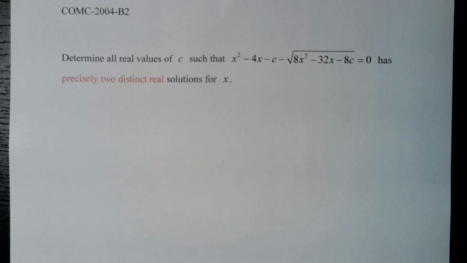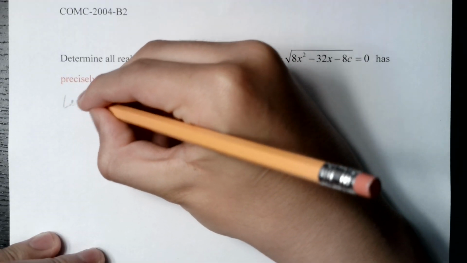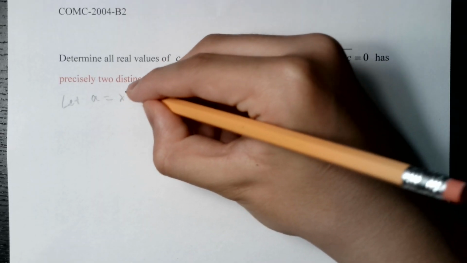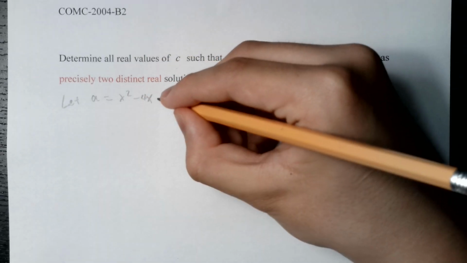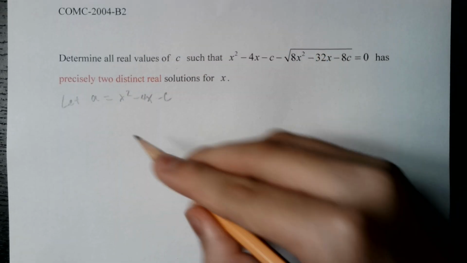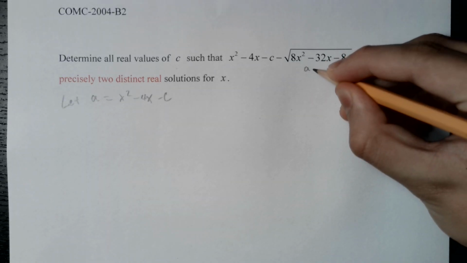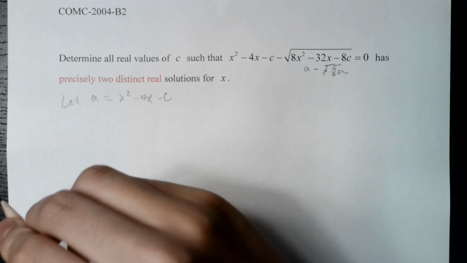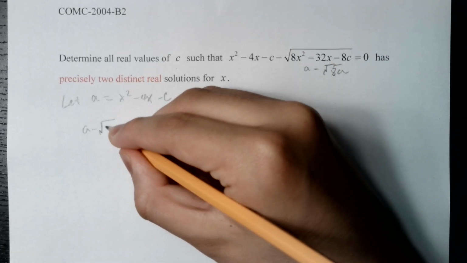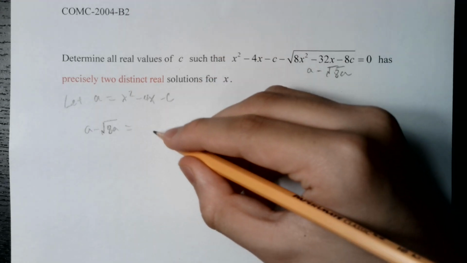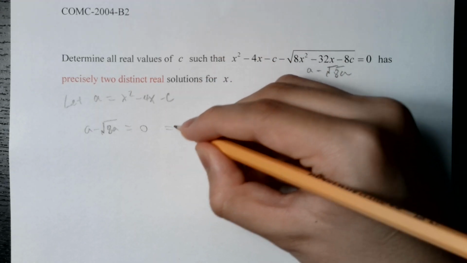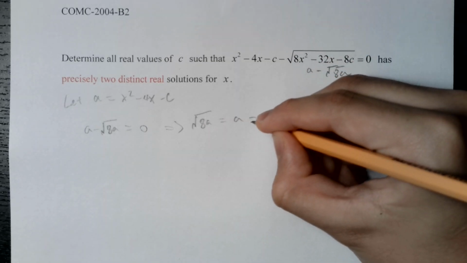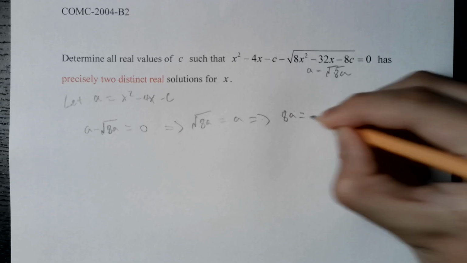Now here, let a, my new variable, be equal to x squared minus 4x minus c. And so this equation is now going to turn into a minus the square root of 8a, equal to 0. Then we can get from this that the square root of 8a is equal to a. And then we can also get that 8a is equal to a squared.